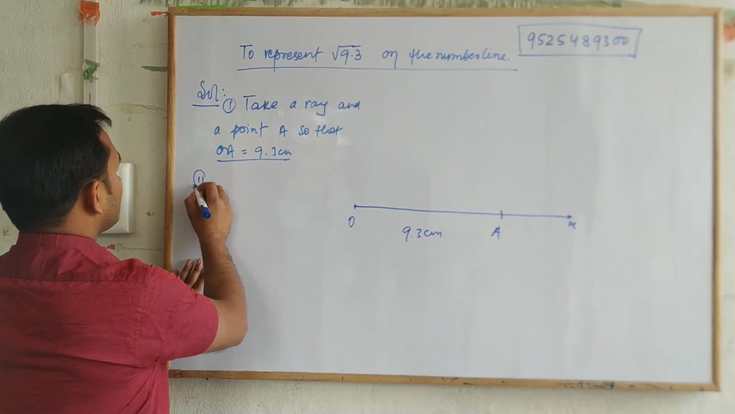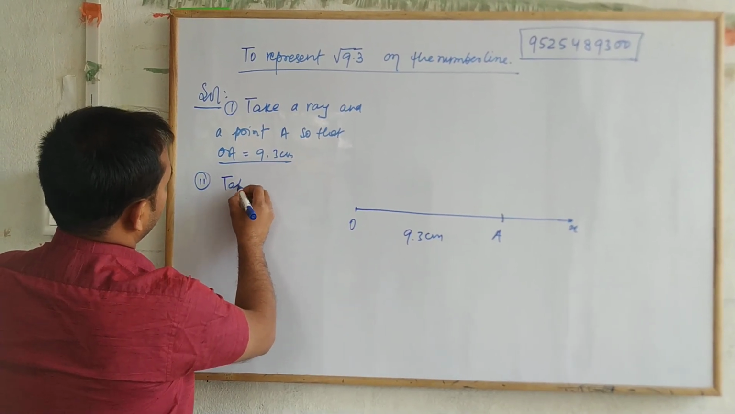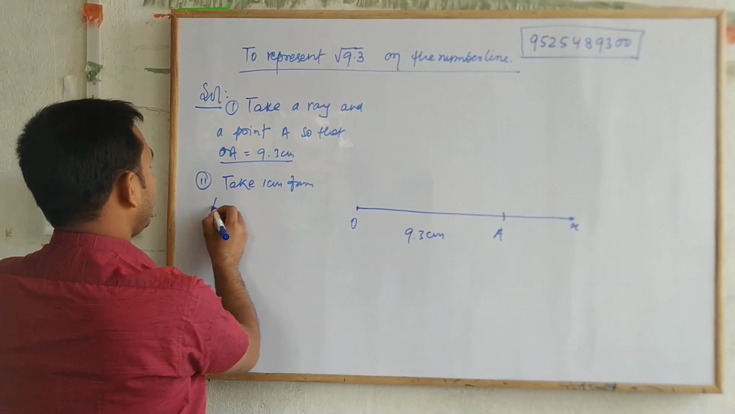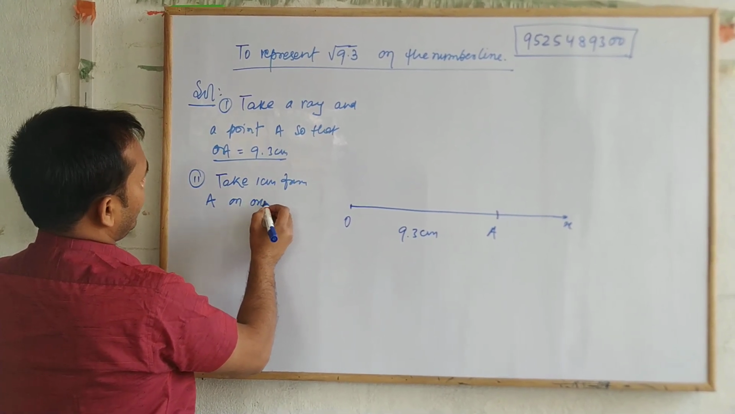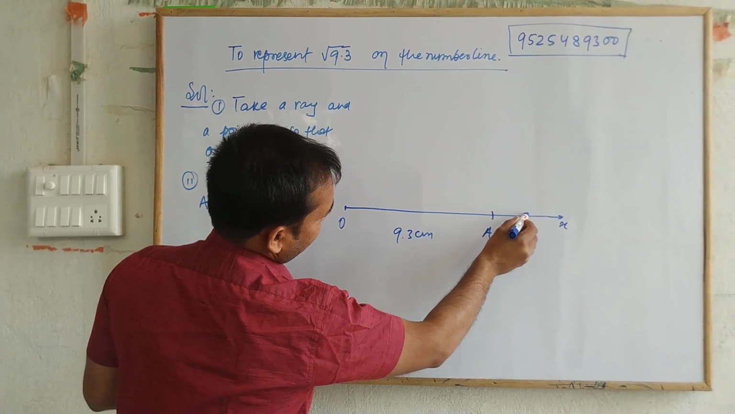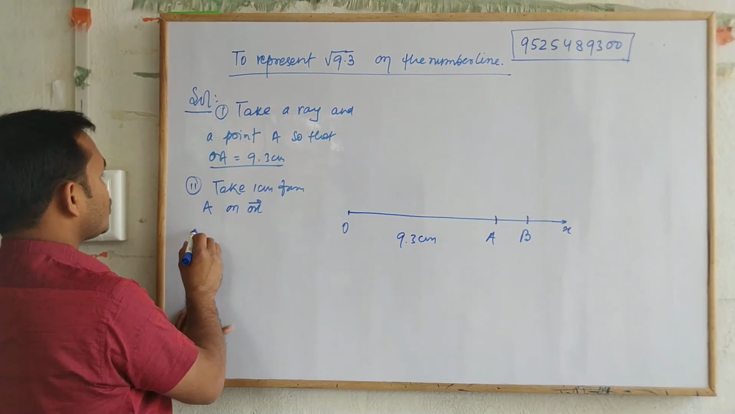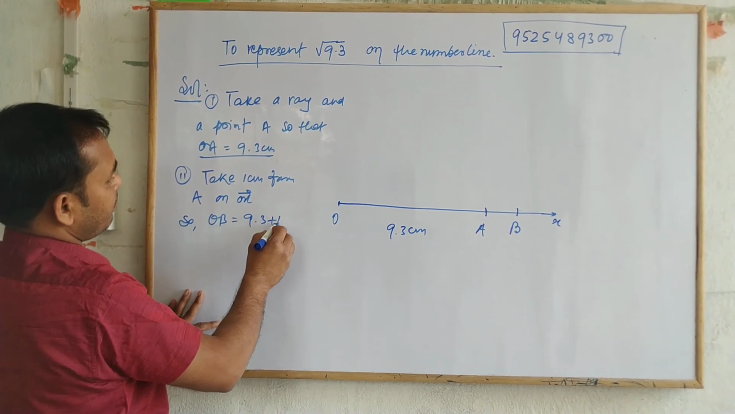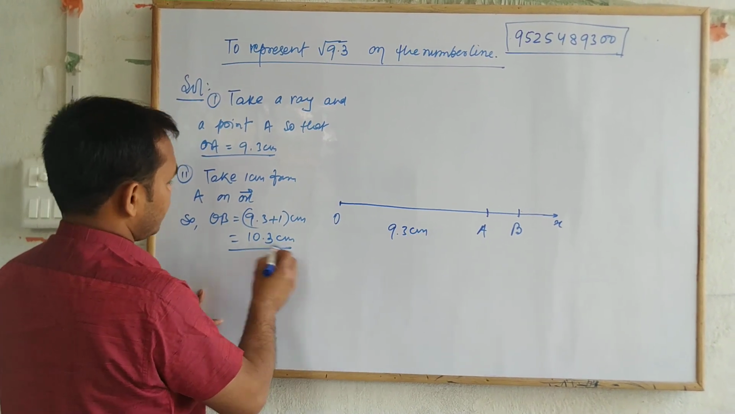Step 2: take 1 centimeter from A on the OX ray, and write B. So OB is equal to 9.3 plus 1 centimeter, which is equal to 10.3 centimeter.